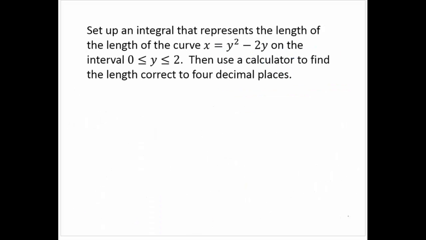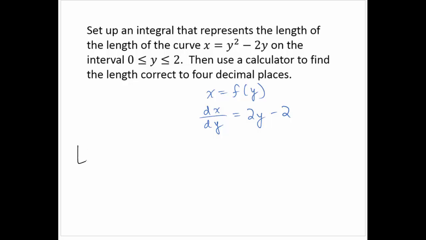Set up an integral that represents the length of the curve x equals y squared minus 2y on the interval 0 is less than or equal to y is less than or equal to 2. Then use a calculator to find the length correct to 4 decimal places. So notice here that we have x as a function of y. So we will want to find dx/dy. Then dx/dy would be 2y minus 2.